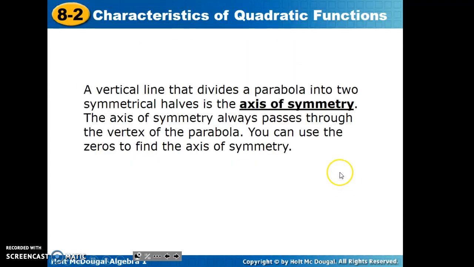Indeed we do. Another one of our vocabulary terms for this lesson is a vertical line dividing a parabola into two symmetrical halves. This is known as the axis of symmetry.